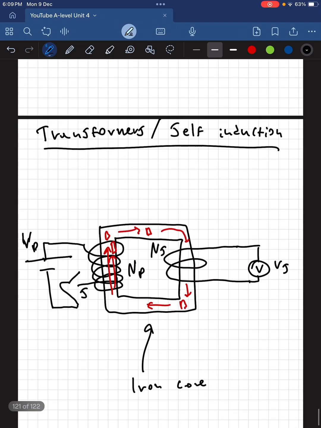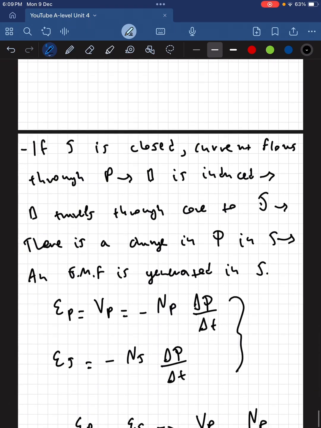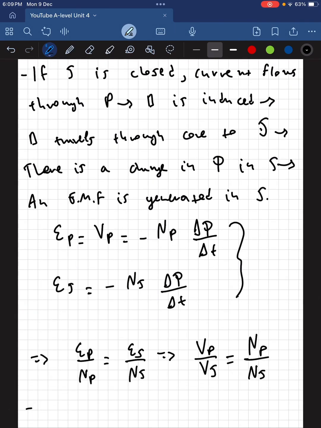So this setup is used to drop voltage. An application can be to drop voltage for house applications.